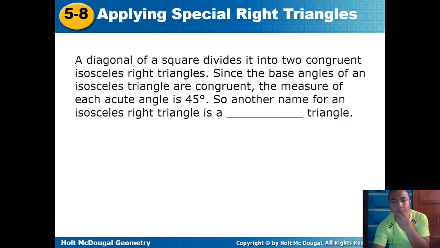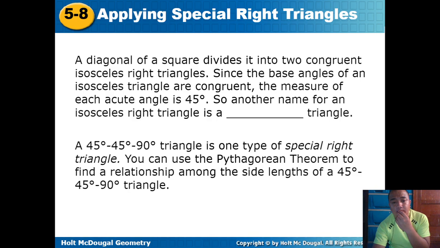The diagonals of a square divide it into two congruent isosceles right triangles. Since the base angles of an isosceles triangle are congruent, the measure of each angle is 45 degrees. So another name for an isosceles right triangle is a blank triangle.